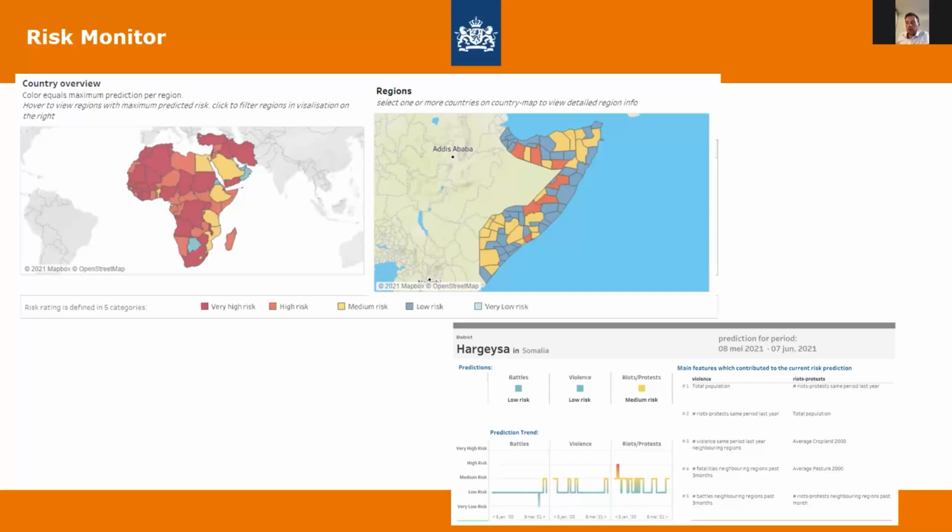We don't use it at the moment to really inform our policy, but we're working on expanding these models and changing them. We're also working on more regional models to be able to incorporate the outcomes of this risk monitor in our early warning process, which we've changed a little bit over the past few months.